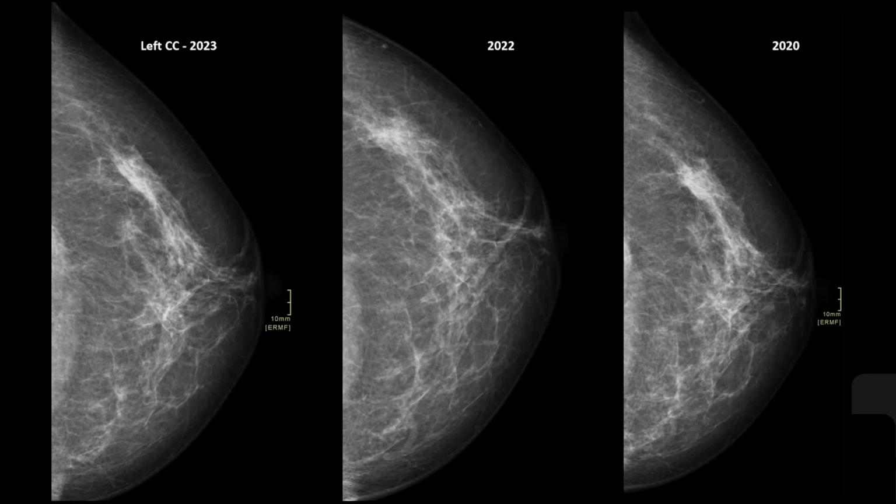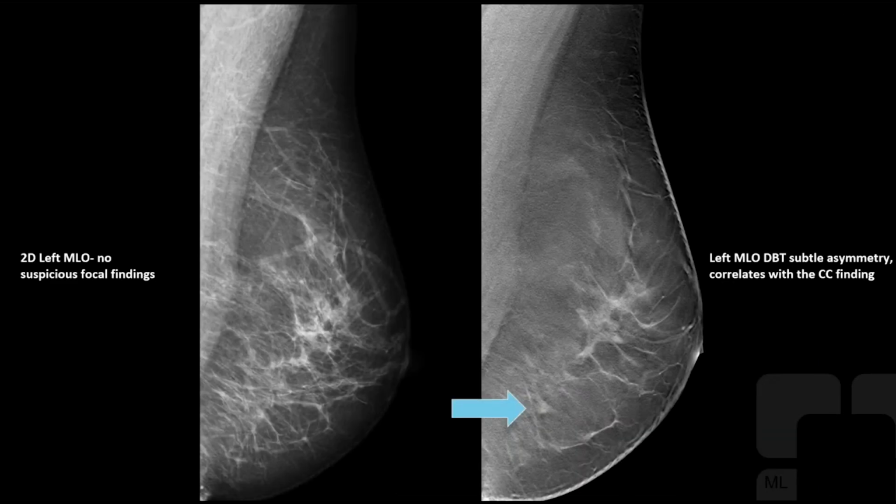And then on the next views, we're going into the MLO view. Again, on the MLO view, the 2D image on the left shows no suspicious focal findings. And on the 3D still image from the tomo, you can see a very, very subtle little mass corresponding to that craniocaudal finding. So this was a true mass. Because we could see it in both views, we went on to an ultrasound to further evaluate the lower inner quadrant of that left breast.